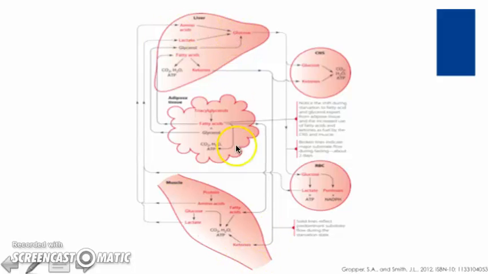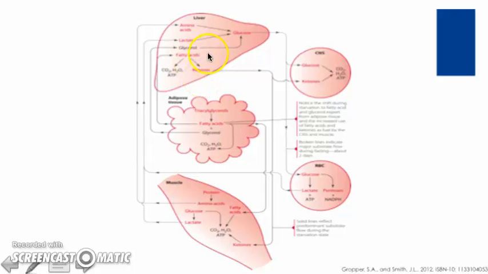So again, we see the key metabolic processes occurring in this prolonged fasting or starvation state. We're going to see oxidation of fatty acids through the process of beta oxidation. This is going to be occurring in the liver. We're also going to see beta oxidation occurring in the muscle. We're going to see ketogenesis. That's going to be occurring in the liver, so the conversion of acetyl-CoA to ketone bodies.